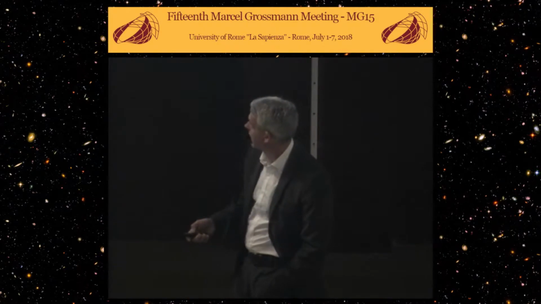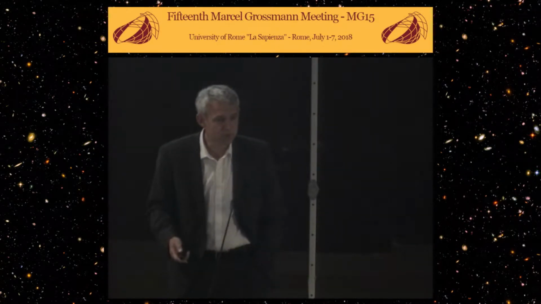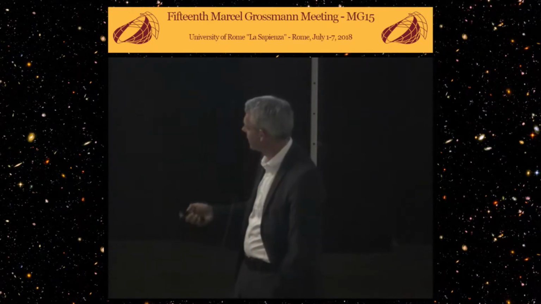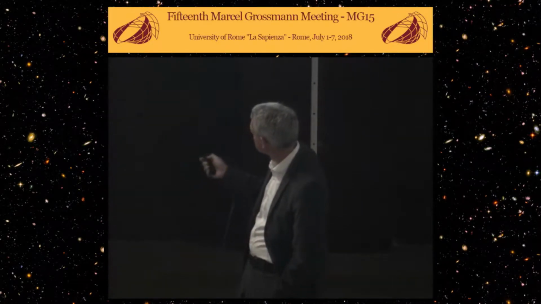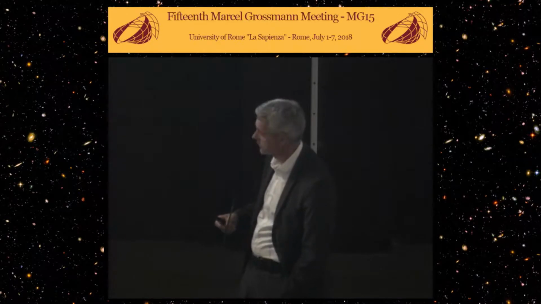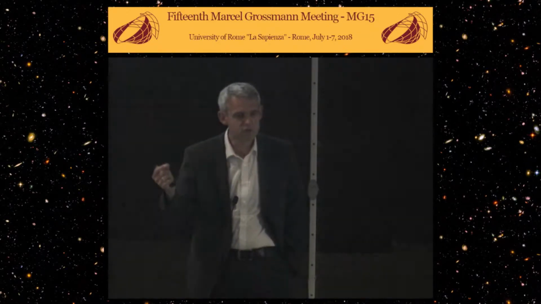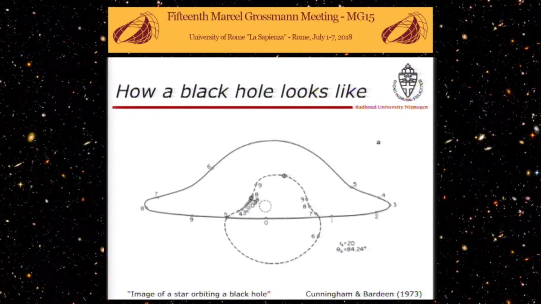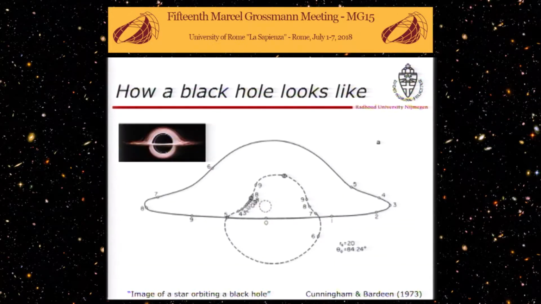Now let's go back and see how our picture of how black holes look actually developed. The first image I can remember or found is this one by Cunningham and Bardeen, looking at how a star orbiting a black hole would look. And that is still resonating today. If you look at Hollywood movies, you find pretty much the same structure still.